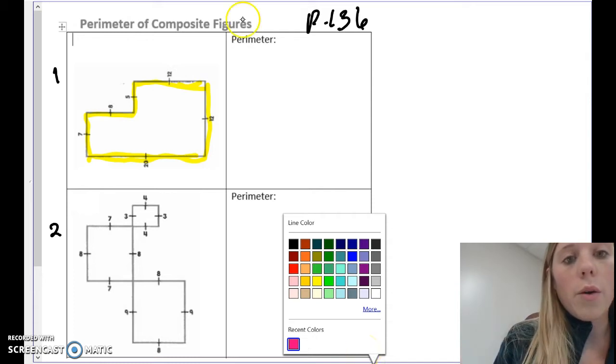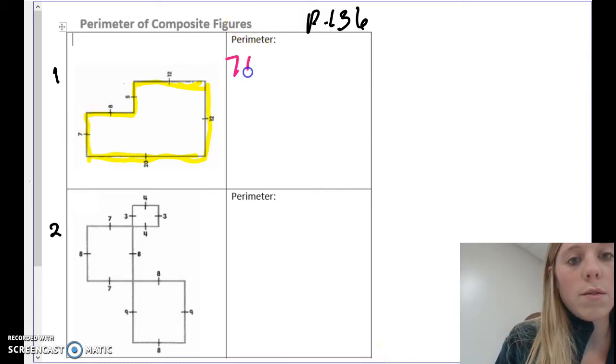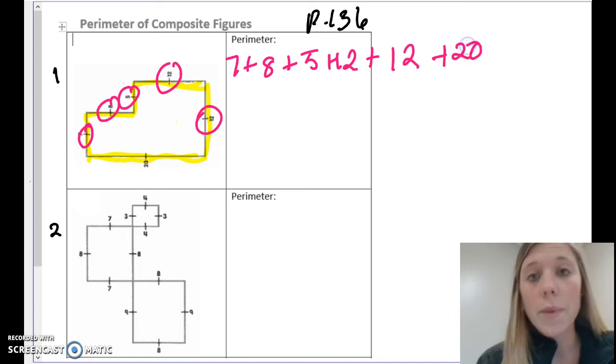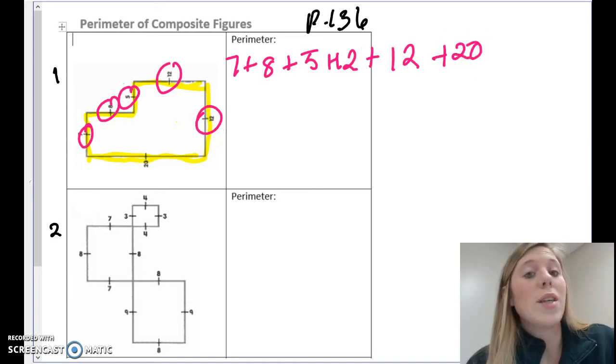So looking here, we have a side that's 7. We have a side that's 8. We have a side that's 5. We have another side 12. Another side 12, and then 20 is our last side. So basically to find the perimeter, we just add this all up.